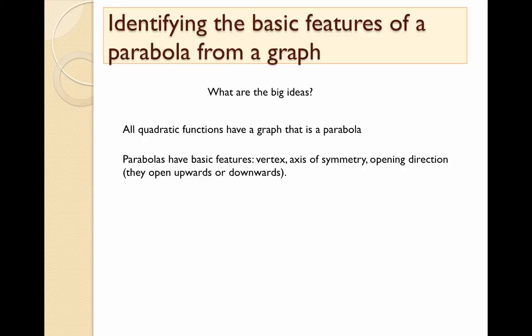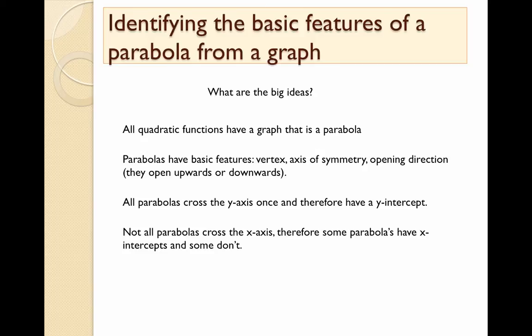Parabolas have basic features: a vertex, which is a turnaround point, the axis of symmetry, and an opening direction. They open upwards or downwards. All parabolas cross the y-axis once, and therefore all parabolas are going to have a y-intercept. However, not all parabolas will cross the x-axis. Therefore, some parabolas will have x-intercepts and some will not.